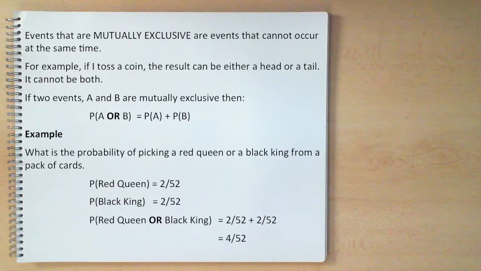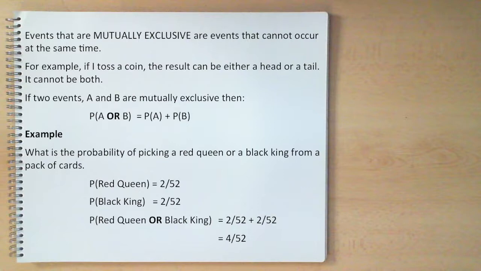That was a very simple and straightforward example. You could easily have worked that out by counting the number of red queens and black kings in the set anyway. But often, however, you will have no more information about the experiment than the probabilities that you're given, and this is when formulae like P(A) plus P(B) come in handy.